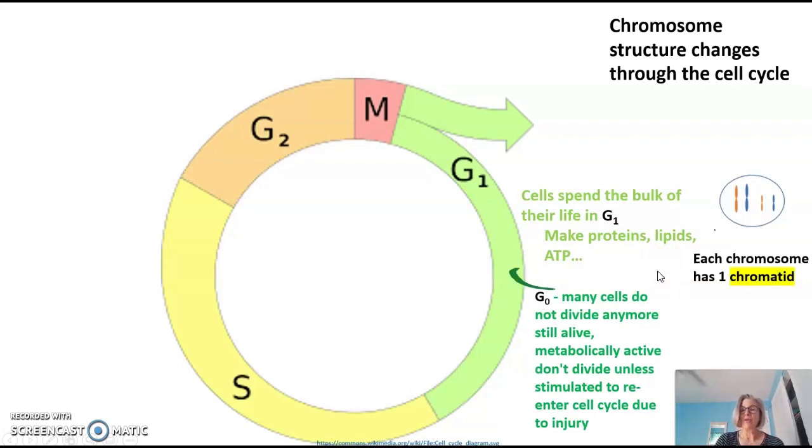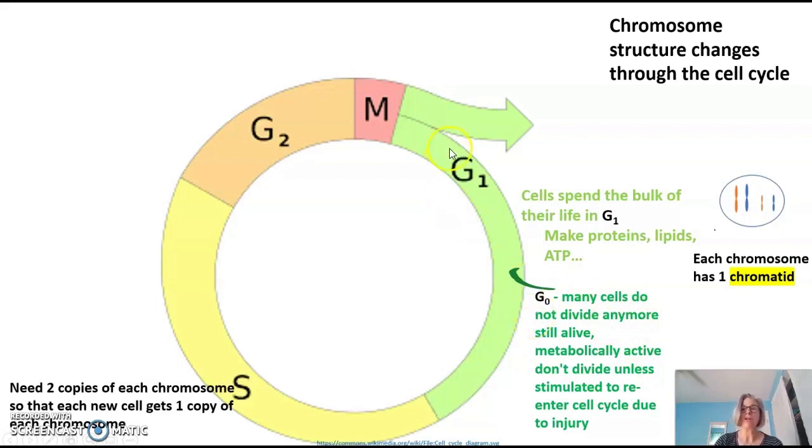Many cells in an adult don't divide anymore. They're still alive and they're metabolically active, but they don't divide anymore because most adults are no longer growing. They aren't dividing unless they're stimulated to re-enter the cell cycle due to an injury. Now our cells that are still dividing will maintain G1 for most of their life, but then they'll get big enough that they need to divide. They need to divide into 2 cells.